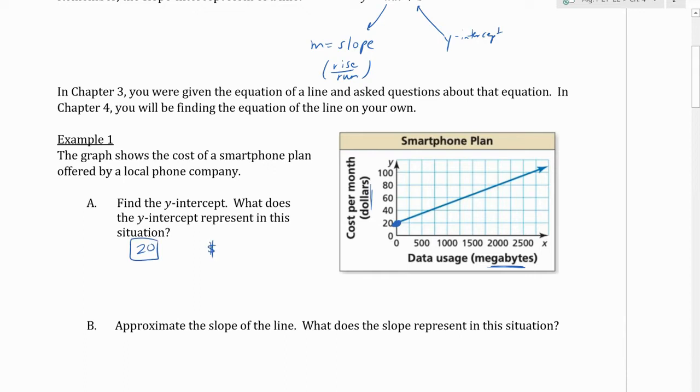And then there's, well, what does this represent? So it's a smartphone plan. As you use more data, the price per month goes up. So if you use 0 data, it still costs $20. So it's basically saying $20 is the base fee for this cell phone plan.